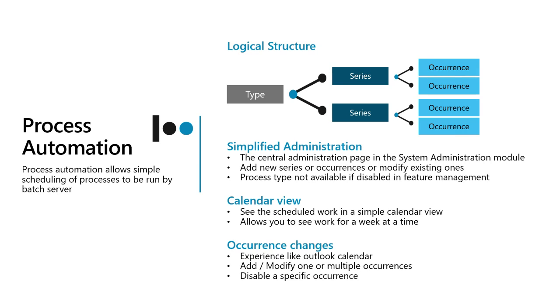We do have a central administration pane for you in the system administration module. So you are able to see the process automation. You can select specific types, and those types are processes we do support right now. One process is, for example, the collection process. One process is, for example, the vendor payment proposal. If you like to use the collection process, for example, you need to go and enable the feature. So the types are hidden behind a feature flag, which you need to enable in the feature management module.